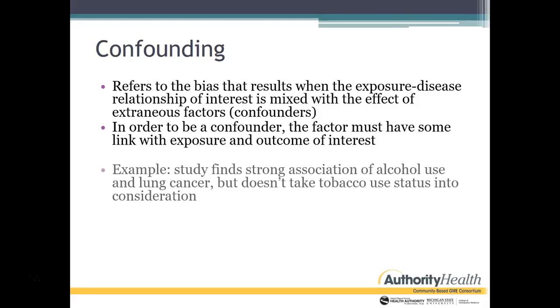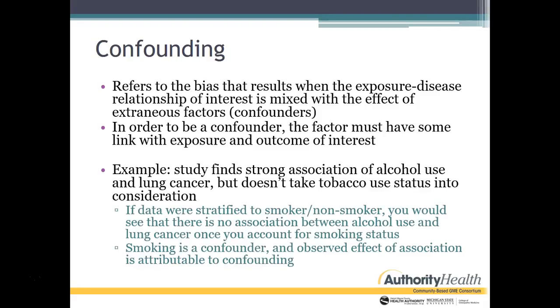And let's say, here's an example. Let's say a study finds a strong association of alcohol use and lung cancer, but doesn't take tobacco use status into consideration. So if the data were stratified to smoker and non-smoker, they might see that there is no association between alcohol use and lung cancer once you account for the smoking status. So smoking is a confounder, and the observed effect of association was attributable to confounding.